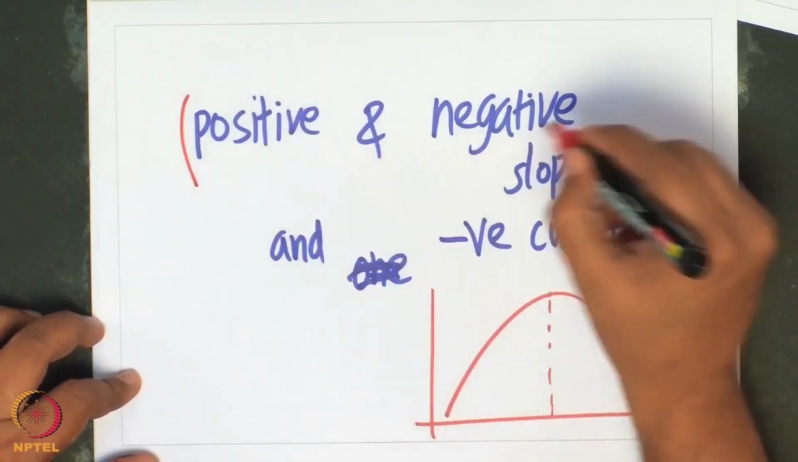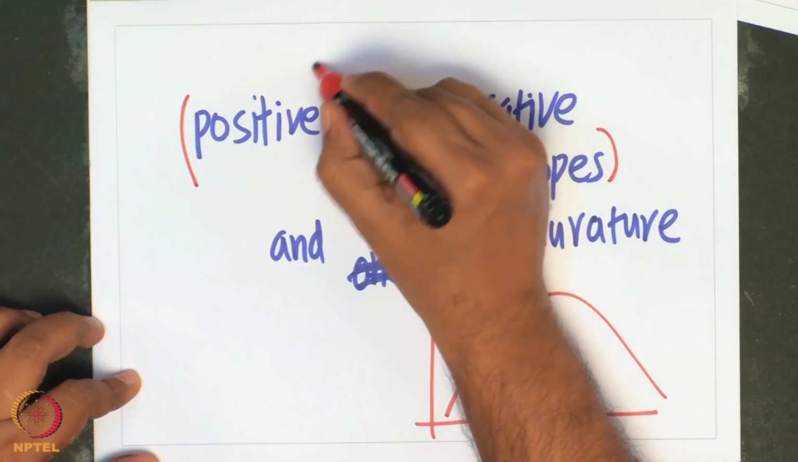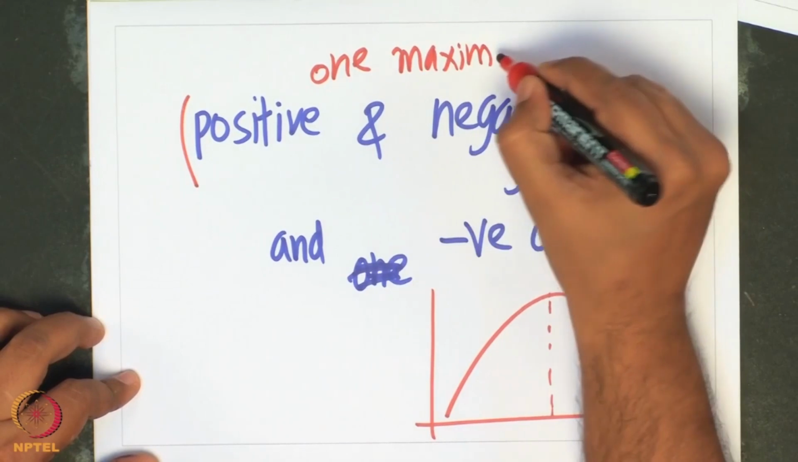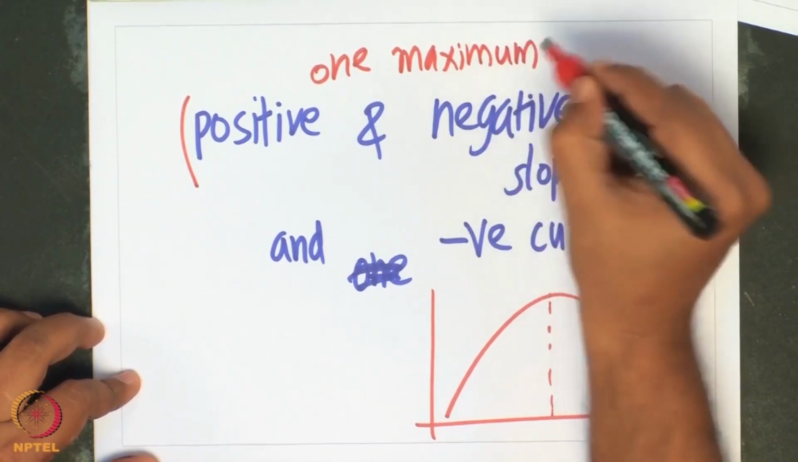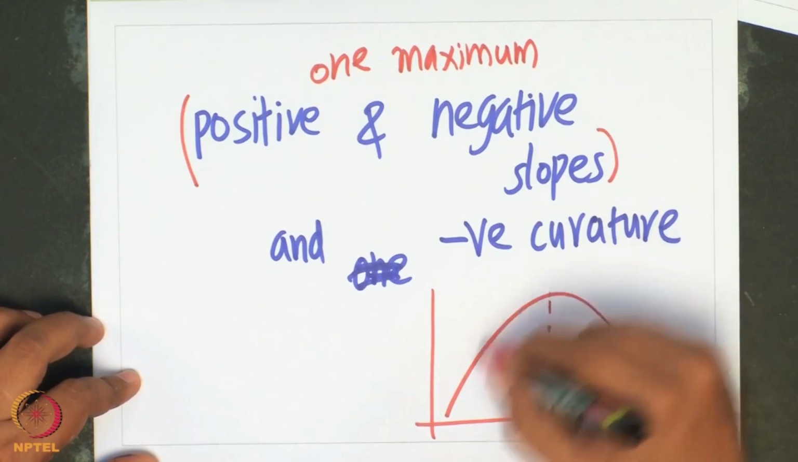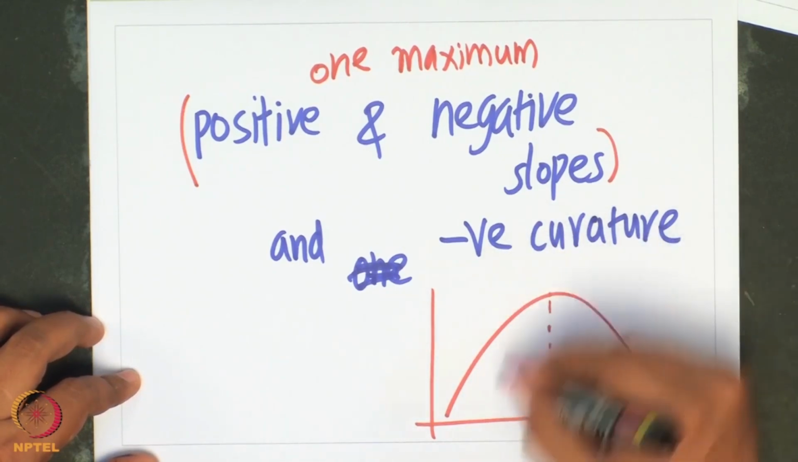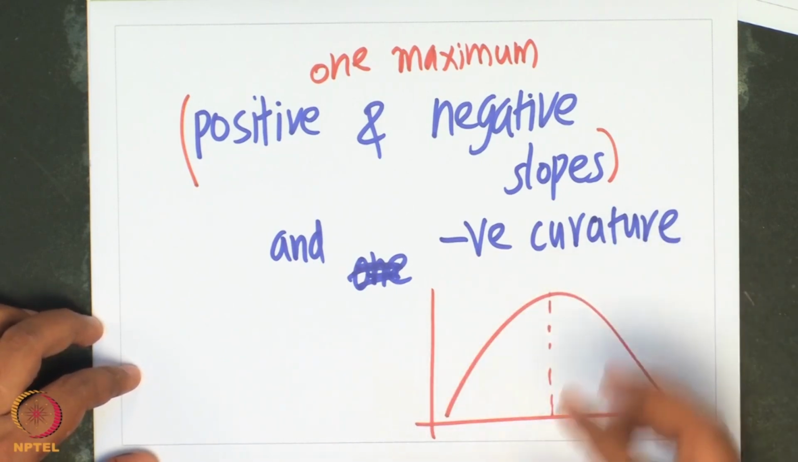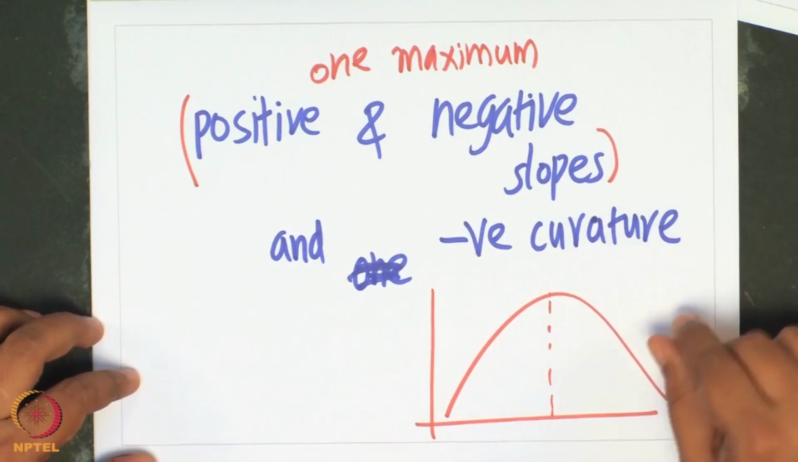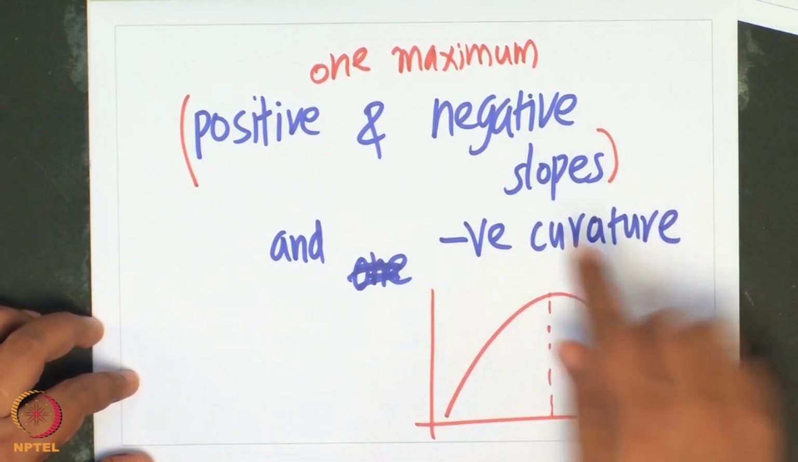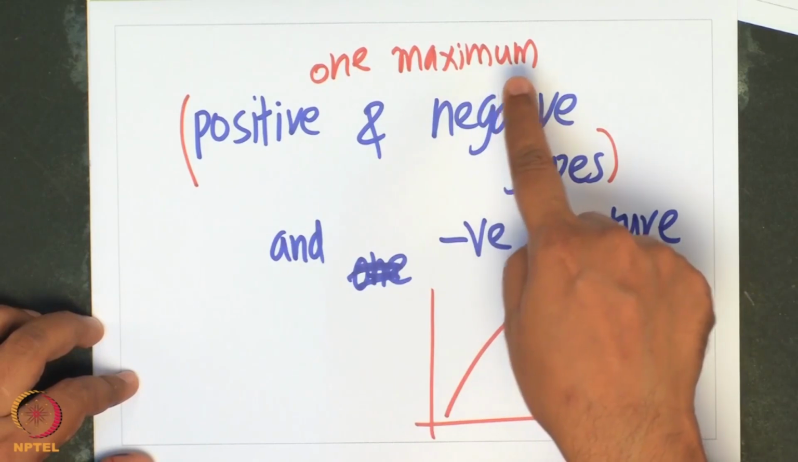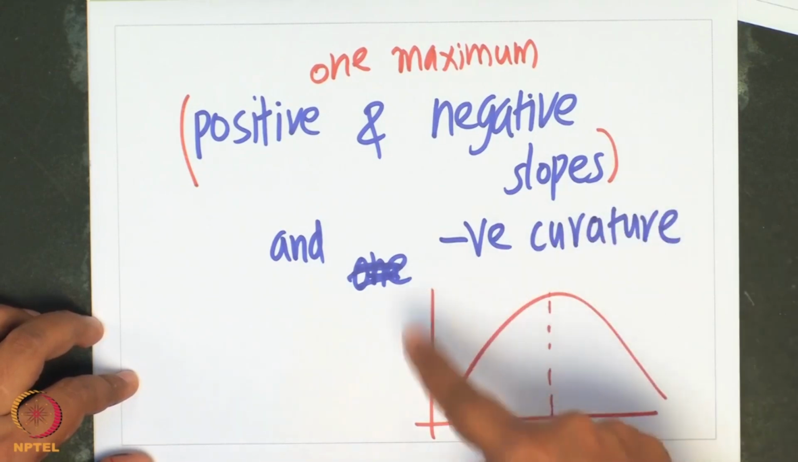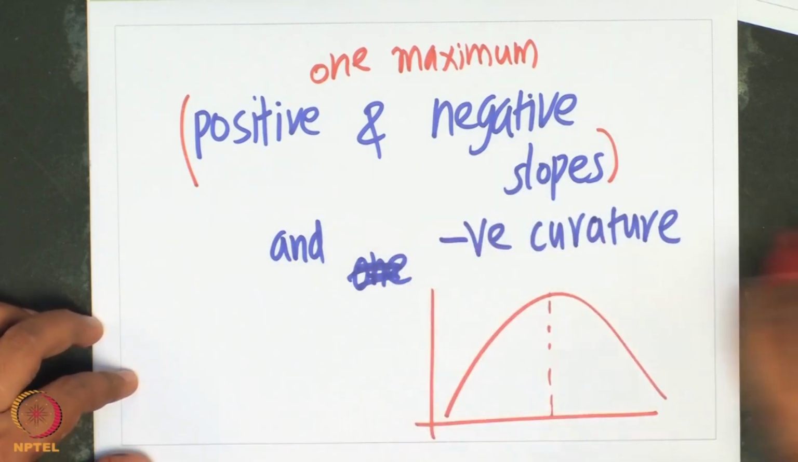Instead of this, I could say one maxima or maximum, and then a negative curvature. If I tell you this much, you should be able to guess that the function would look roughly like this, because this is the only possibility. Similarly, if I say it has one minima or minimum, which would mean a positive curvature, you would know that the curve would look like the opposite.